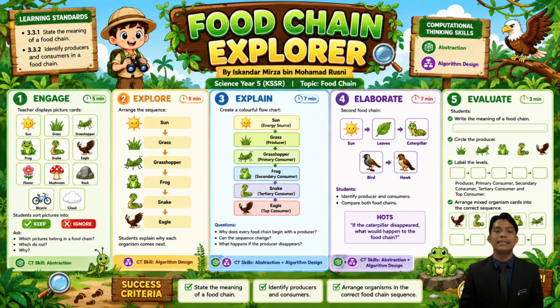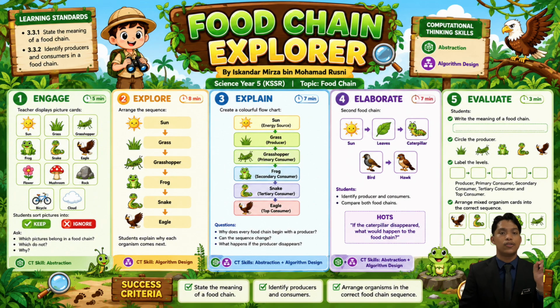From 5 to 10 minutes, I explain the meaning of a food chain using the graphic organizer. Instead of providing lengthy notes, I present the information visually using a flow diagram showing the movement of energy from the sun to plants and finally to different consumers. Through this approach, students immediately understand the relationship between each organism and the direction of energy flow. Between 10 to 15 minutes, students work individually to complete the missing parts of the graphic organizer. They identify the producers, primary consumers, secondary consumers, and tertiary consumers by placing each organism in the correct position. This activity directly supports Learning Standard 3.3.2 because students classify organisms according to their ecological roles.